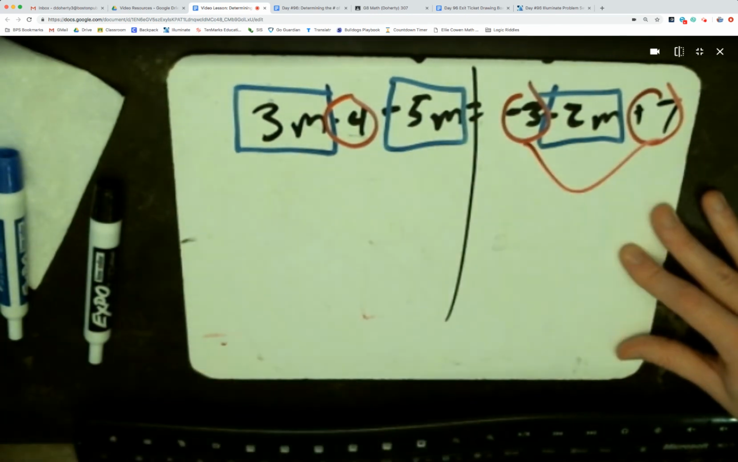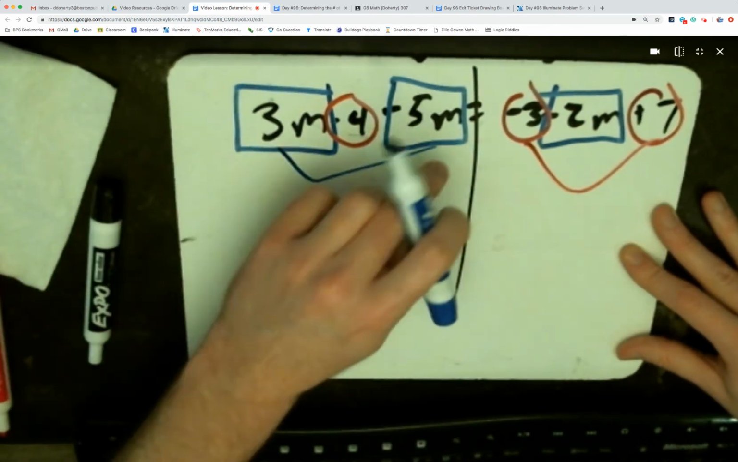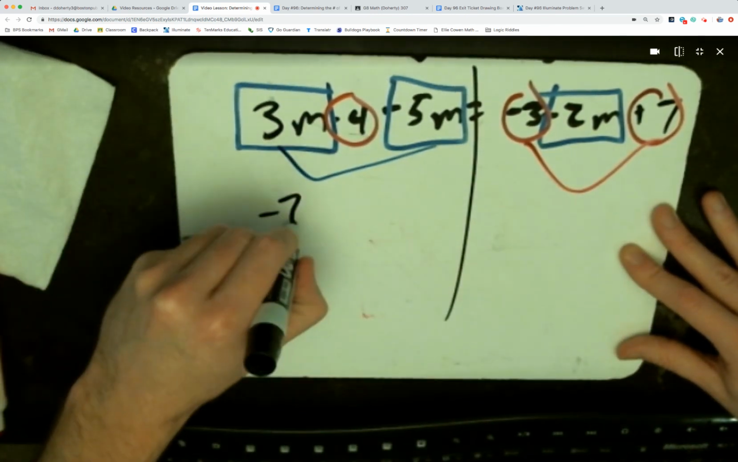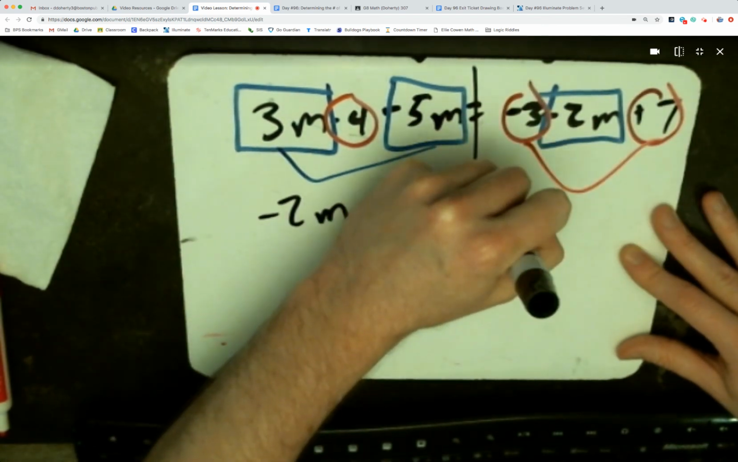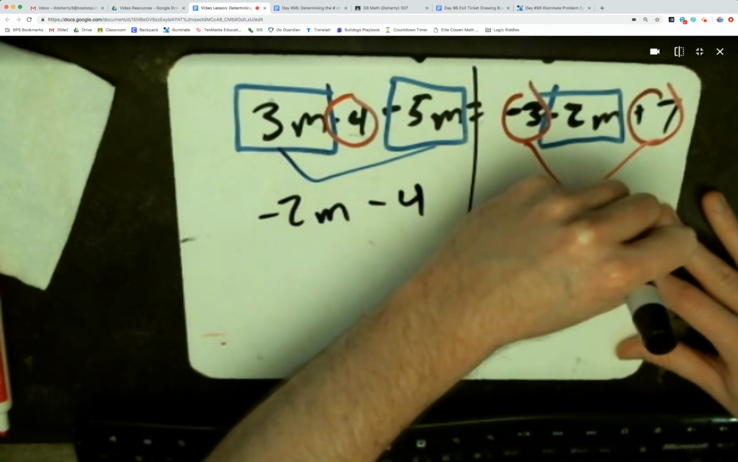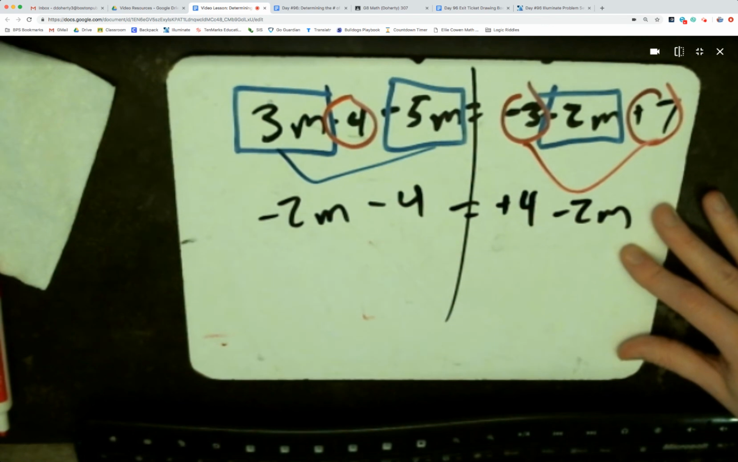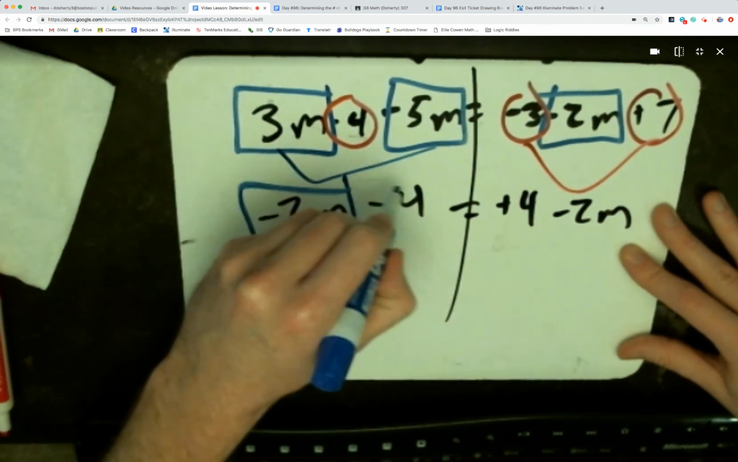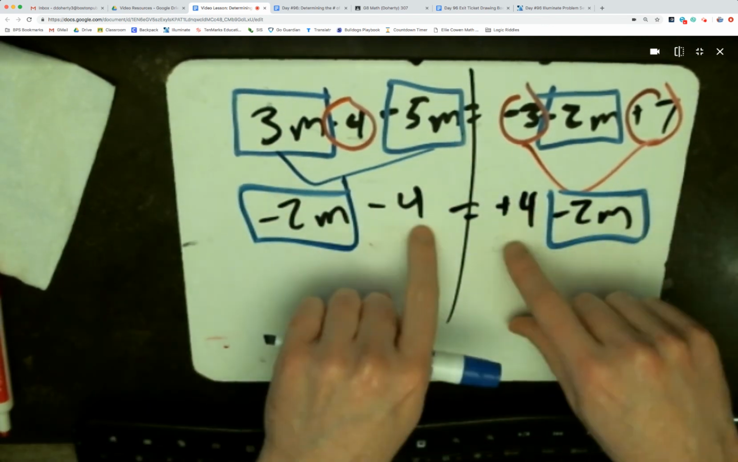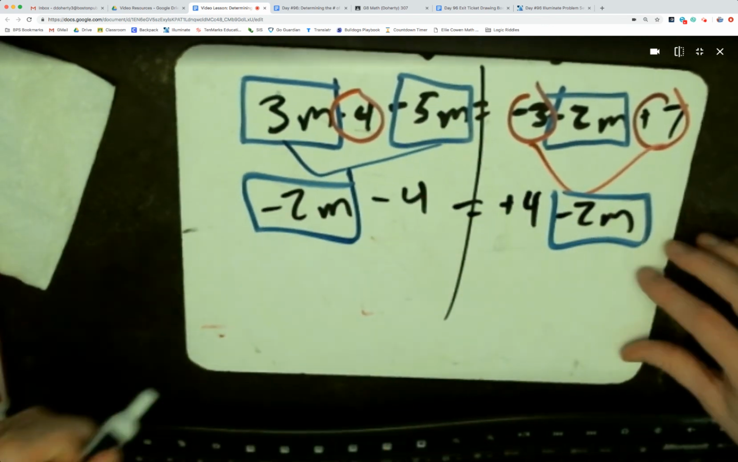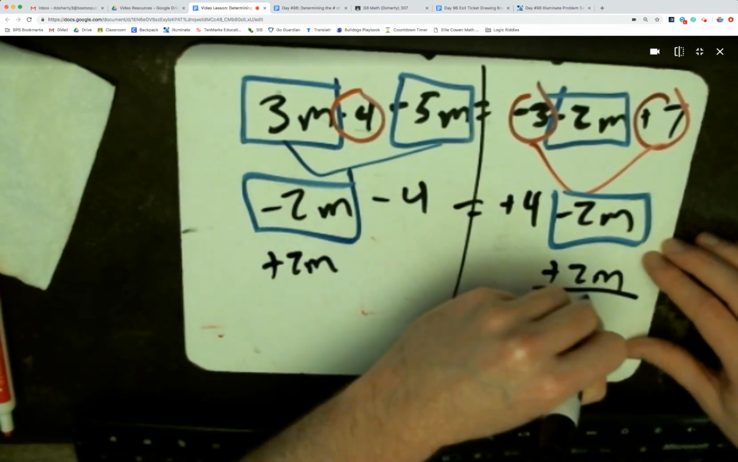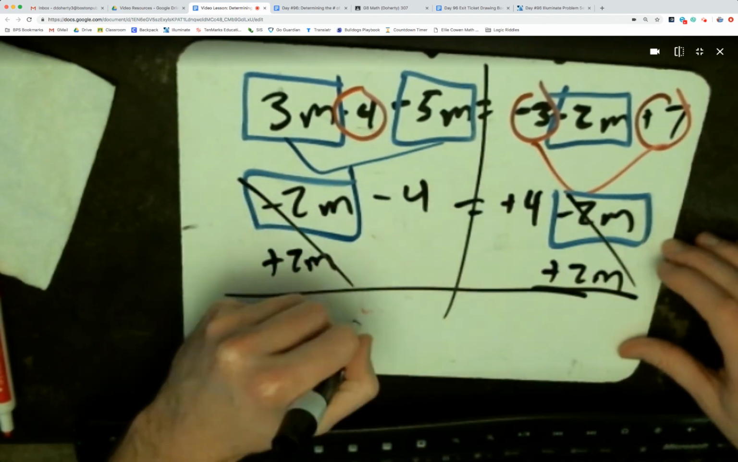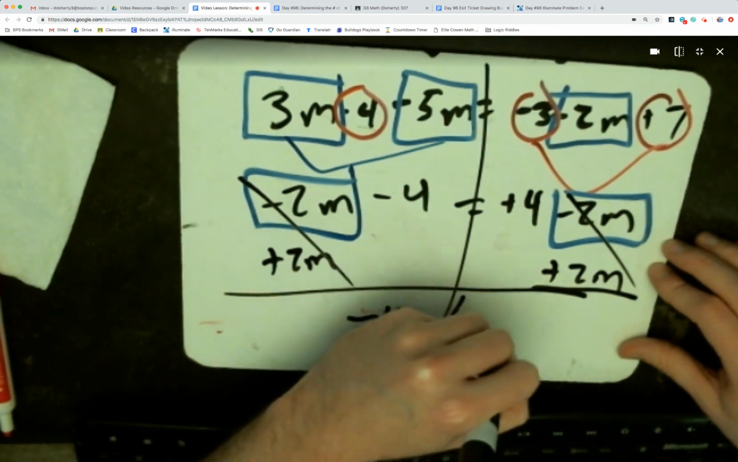I'm going to combine the like terms that are already gathered. The m's on the left side. 3m minus 5m is negative 2m. Negative 3 plus 7 gives us a positive 4 minus 2m. Now I see the variable term on both sides is identical, but the constants are actually not identical. So I could add 2m to both sides. I know that's going to eliminate on both sides. Negative 4 does not equal positive 4.